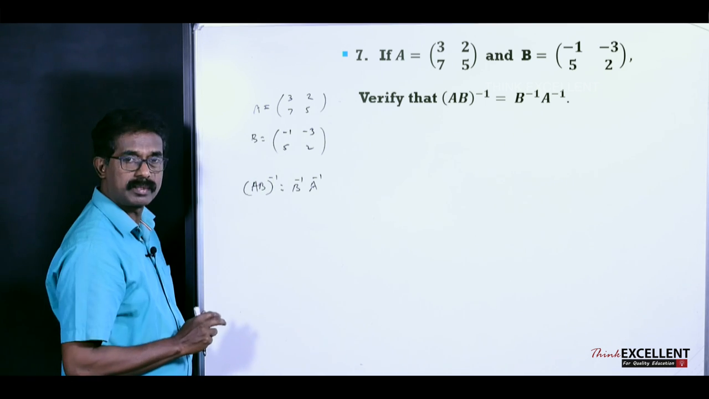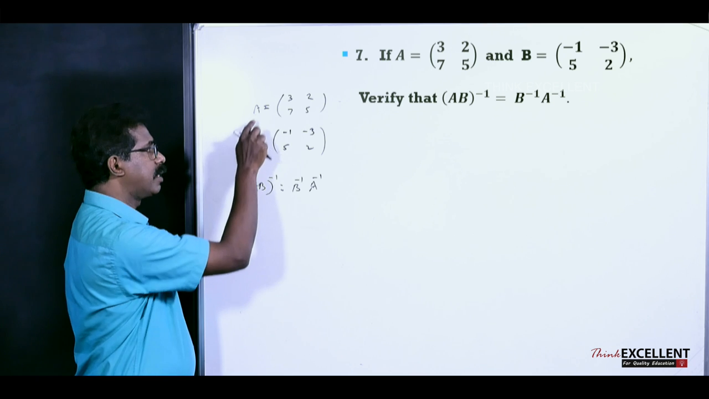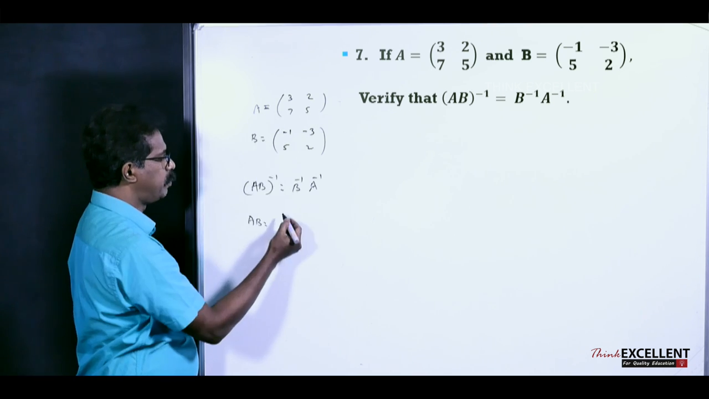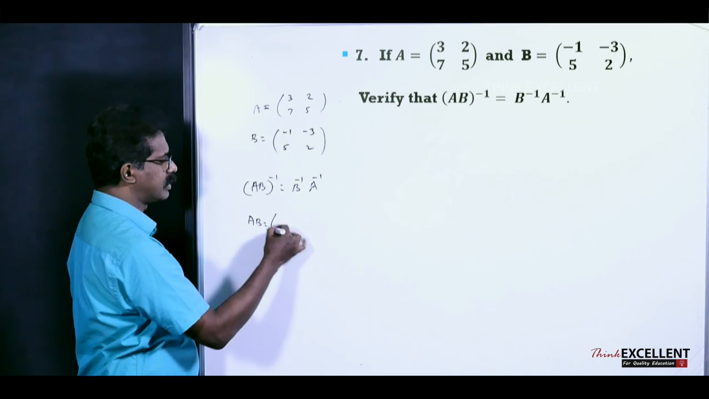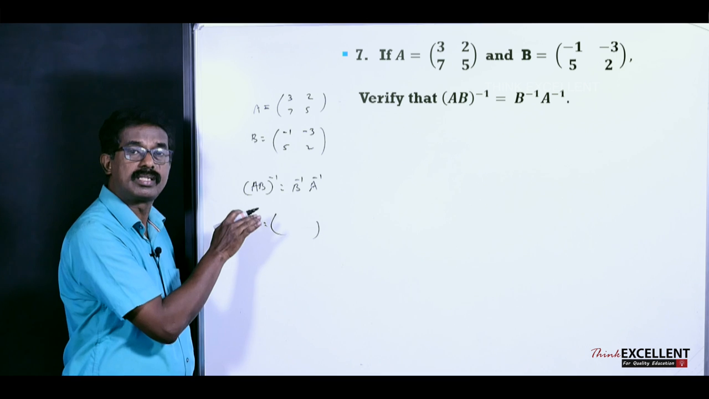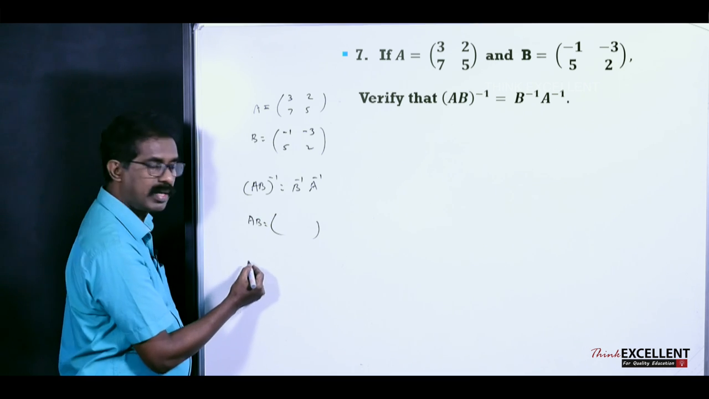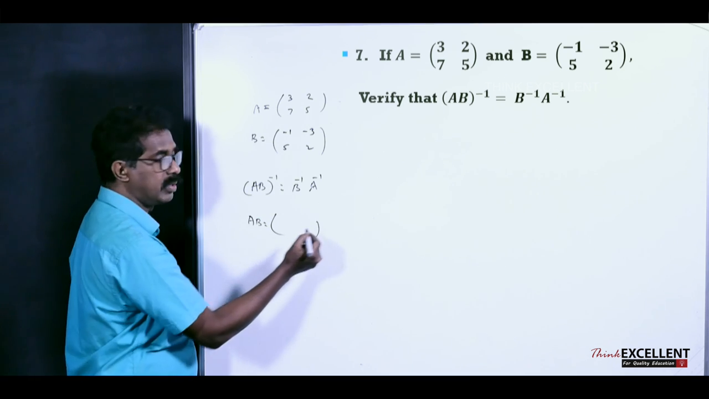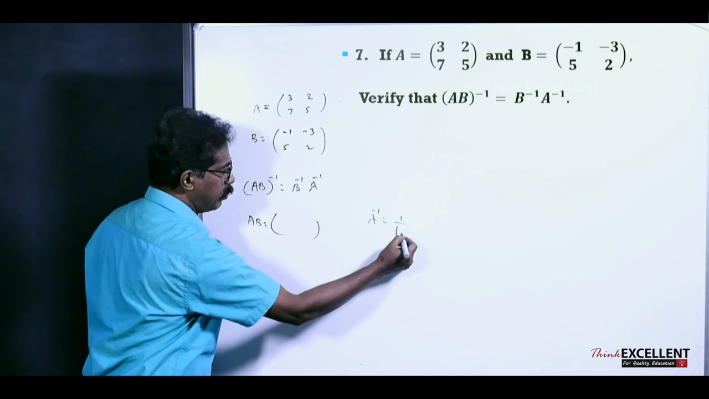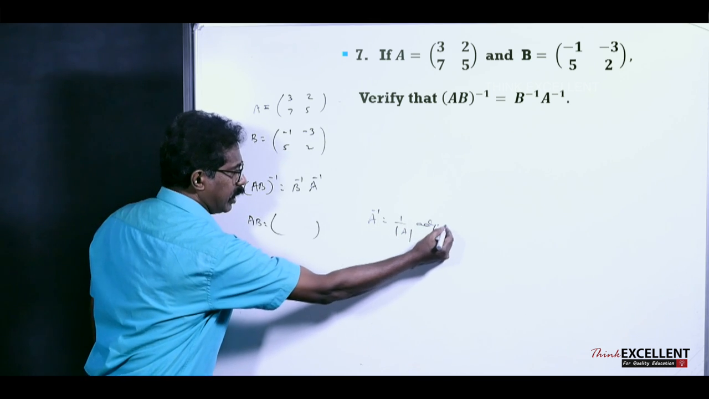To find LHS, first A and B are given, so you need AB first, right? A into B, multiply, and you'll get some answer, okay? AB. Then we want AB's inverse. You know the formula for A inverse. What's the formula for A inverse? 1 by determinant A into adjoint A, right?